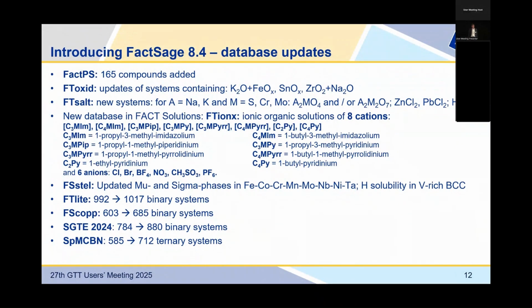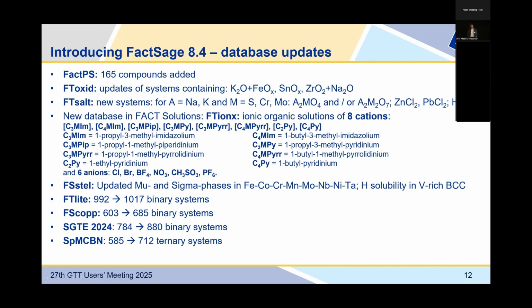Then there will be a new database in the FactSolutions database package, which is dealing with ionic liquids. So the FTionx. I don't want to read out this list of ionic liquid end members, but you can see that there are quite a number of them. These are liquids formed in low temperature liquid phases. These are the cations here, so organic materials. And then there are 6 more anions, making a rather complex and large database. Really a new field in FactSage.